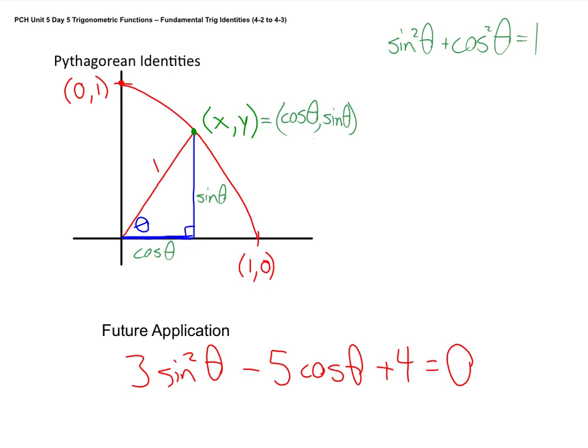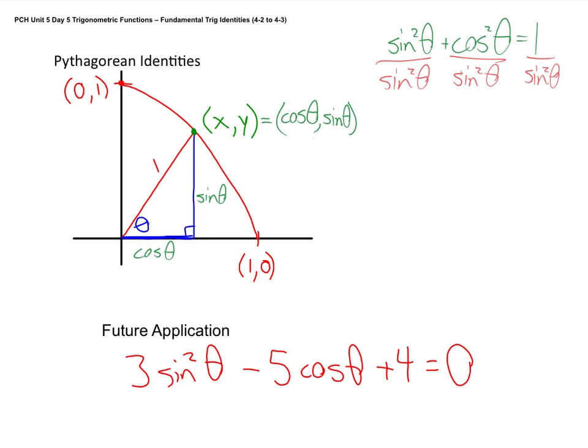Now, there are 2 other Pythagorean identities. I'm going to show you how to derive them. Because honestly, half the time I don't remember exactly what they are, so I just rederive them in my head. It's that easy. So, first one, I'm going to divide everything by sine squared. If I do that, I've got to do this one, and I've got to divide this one.